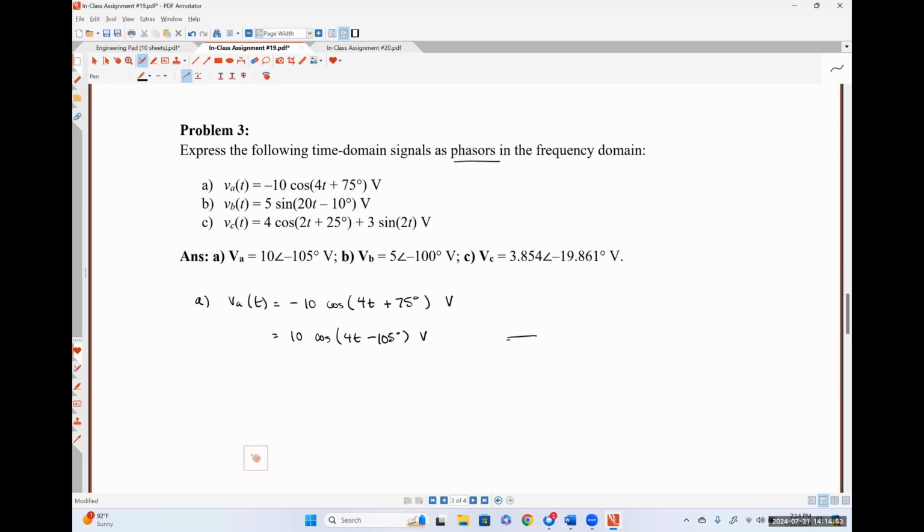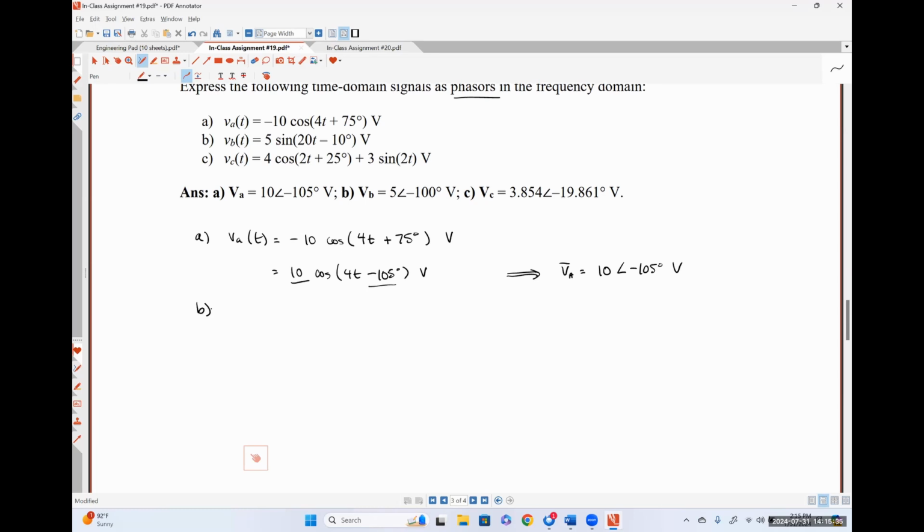And then to convert this into a phasor voltage VA, I would simply take my magnitude here, which is 10, take my phase angle here, which is negative 105 degrees, and then throw everything else away. That is literally as hard as it needs to be to convert from the time domain into the frequency domain. We just make sure that we have a cosine function with a positive magnitude, keep the magnitude, keep the phase angle, throw everything else away.